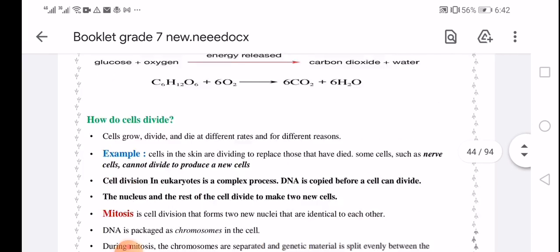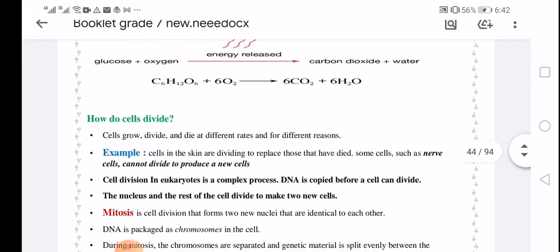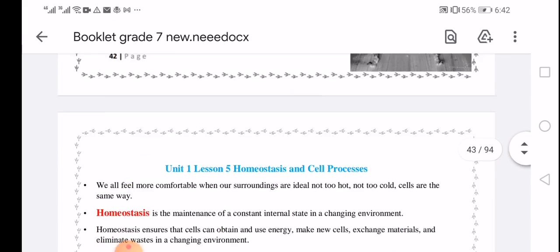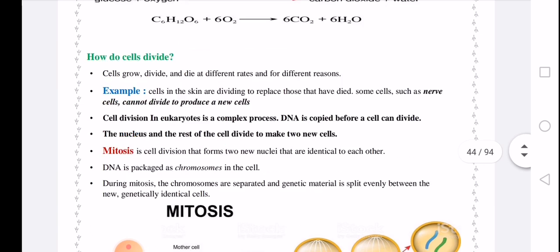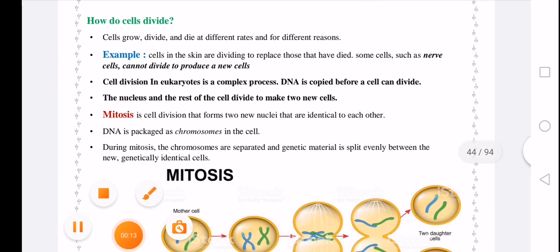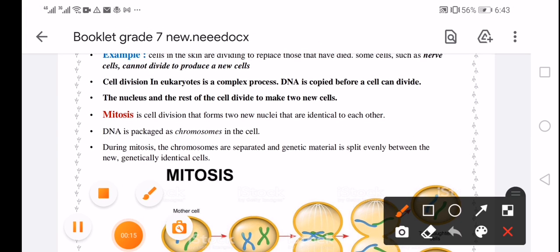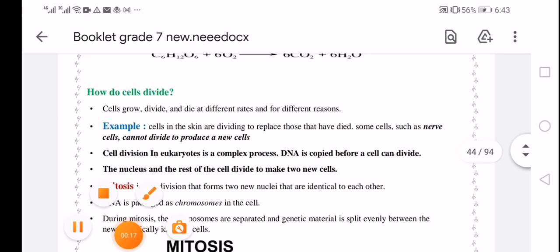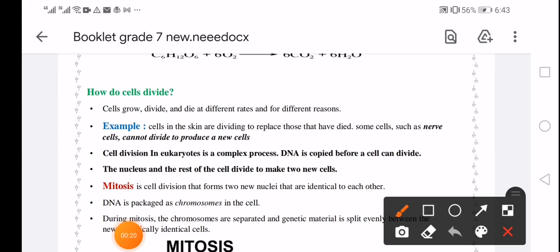Today we are going to continue lesson 5, homeostasis and cell process. So let's start. How do cells divide? Cells grow, divide and die at different rates and for different reasons. For example, cells in our skin are dividing to replace those that have died. Some cells, such as nerve cells, cannot divide to produce new cells.